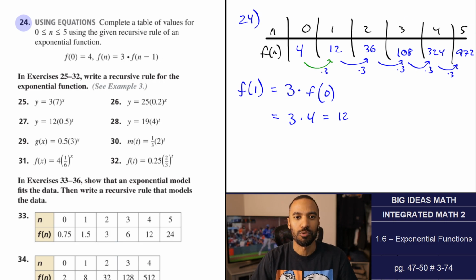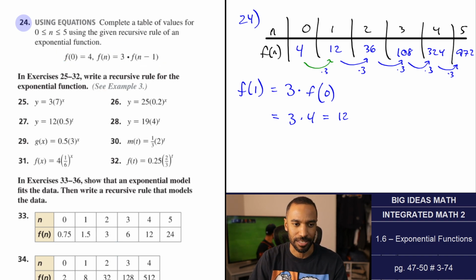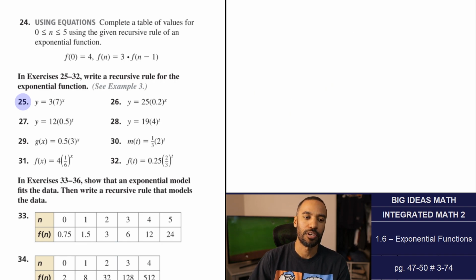So recursive rules may look weird, but what they do is very logical in our heads, especially when you see something like a table with this. The rule may be strange, but the process should be very familiar, especially when you know what it's doing. In 25 to 32, we will write a recursive rule for the exponential function.